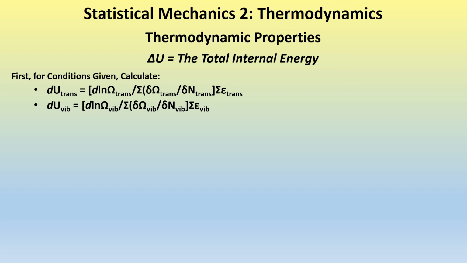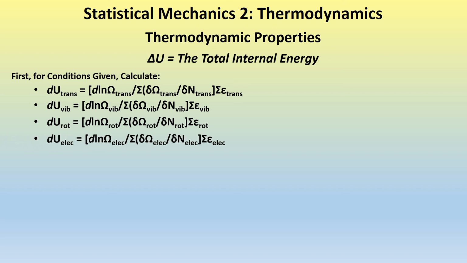Similarly, the same differential has to be set to 0 to find the max, the most probable state, for the vibrational energy, the rotational energy, and the electronic energy. After these derivatives are taken and solved for the maximum, you simply then just add up the translational internal energy, the vibrational internal energy, the rotational internal energy, and the electronic internal energy to get the total delta U. It's that simple. Obviously, this is not simple.